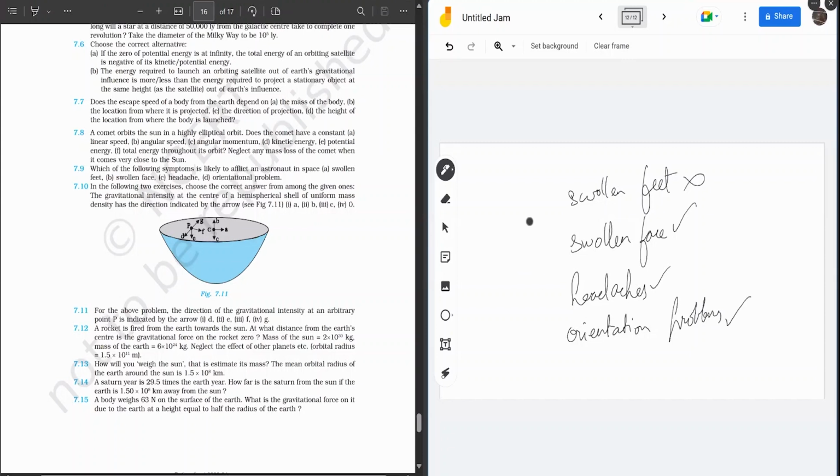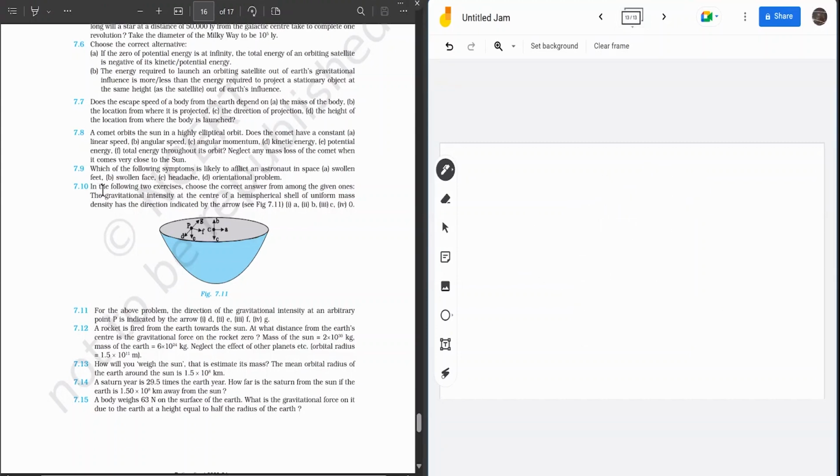In the following two exercises, choose the correct answer from among the given ones. The gravitational intensity at the center of the hemispherical shell of uniform mass density has the direction indicated by the arrow.